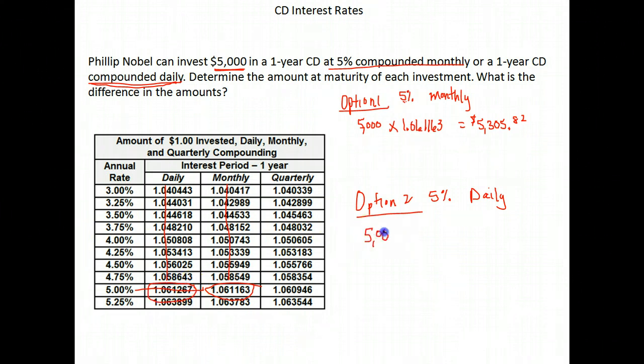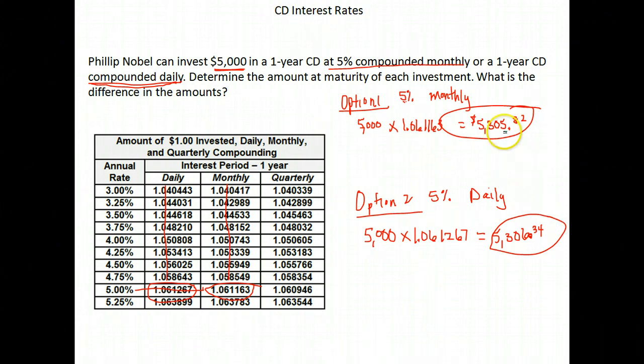We're going to take the amount he invested, $5,000, times the number there in the chart, which was 1.061267. Okay, when we do that, we get $5,306.335. We would round that to $5,306.34. Okay, so those are the two maturity values, depending on which option.